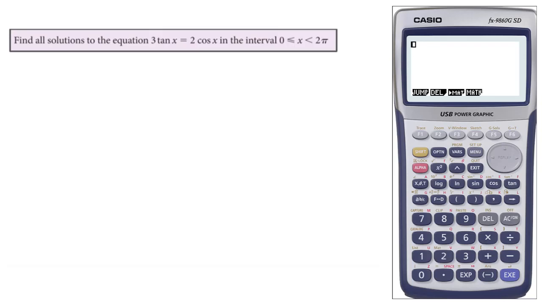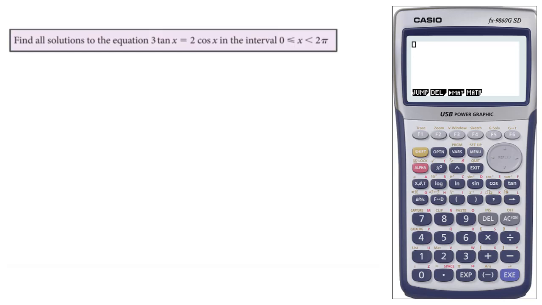Find all solutions to the equation 3 tan x equals 2 cos x in the interval where x is between 0 and 2 pi. It could be 0, but it has to be less than 2 pi. Right, so this particular question, I'm going to do it analytically, as in using a non-calculator approach, and we're going to just do it using a calculator method.